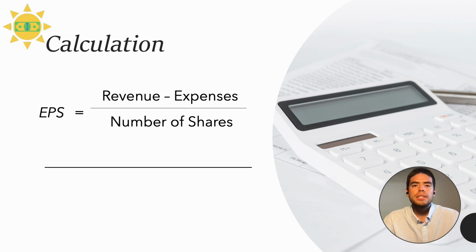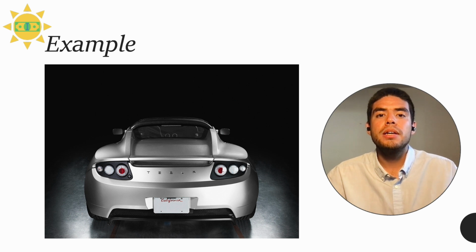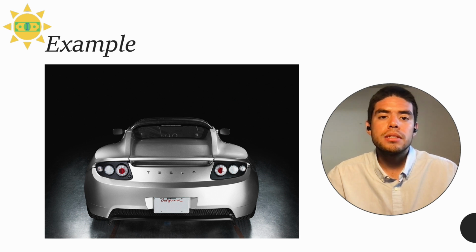Now, let's walk through an example with a company called Tesla. Tesla is an automotive company. Please note, I did not choose Tesla for any specific reason. And nothing I say is a recommendation to buy, sell, or hold Tesla. I am just walking through an example to clarify the EPS. Now let's take a look at Tesla's balance sheet.